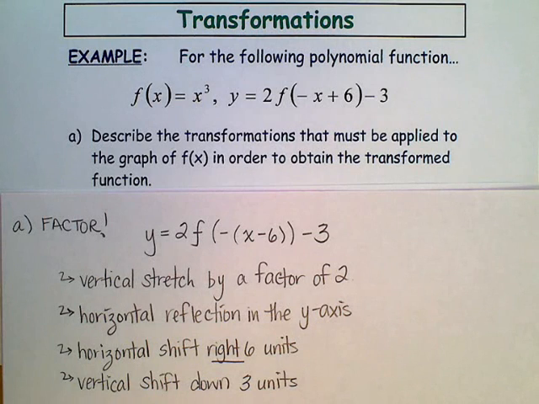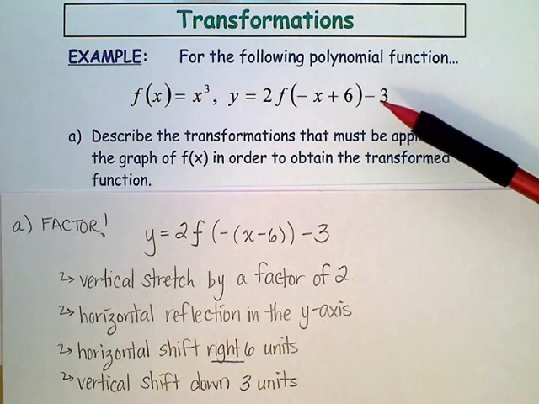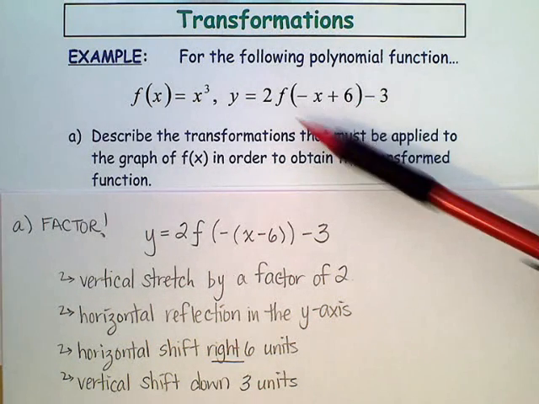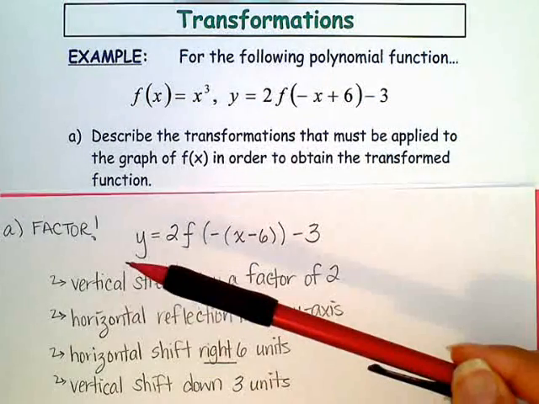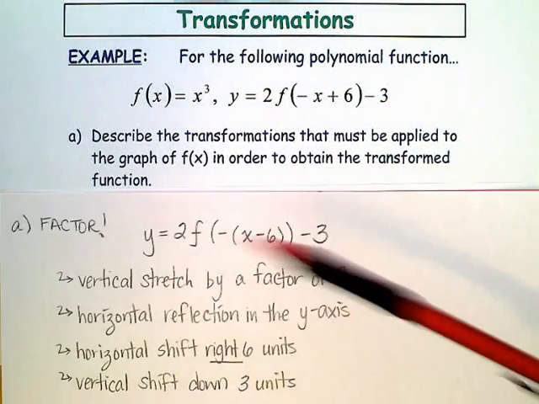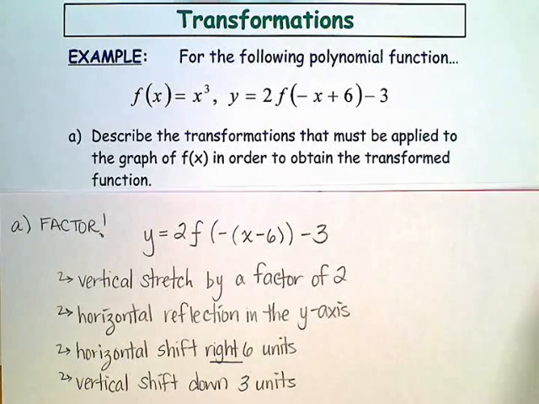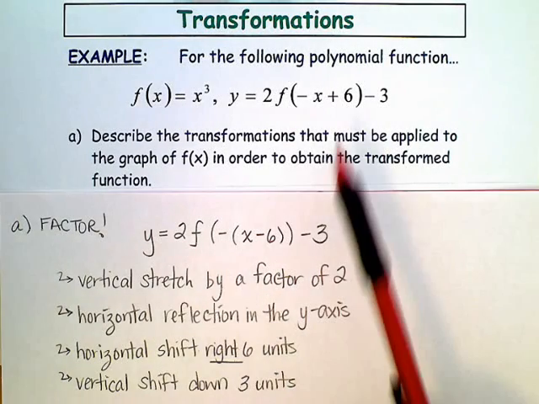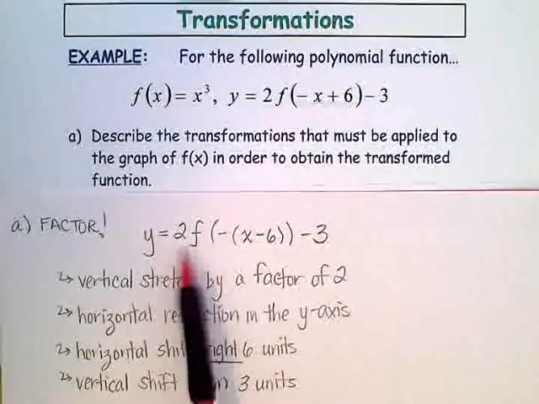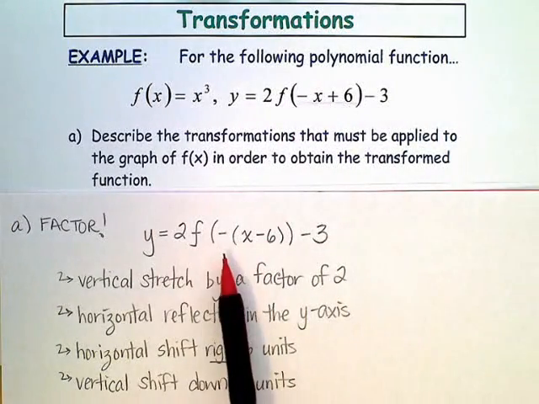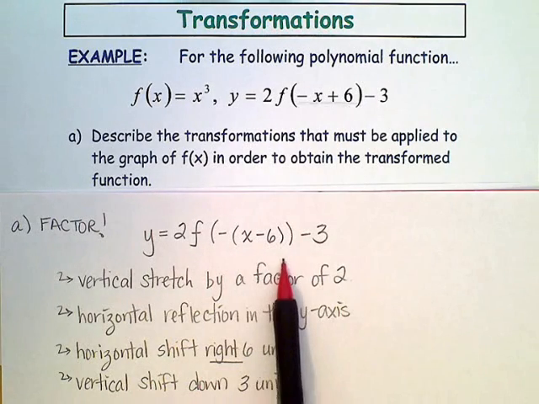So it's asking us to describe the transformations. If you think back to what we did last year, anytime you have a transformed function, the horizontal transformations must be in factored form. So the first thing I'm going to do is factor the horizontal transformations that are here, and so I get y equals 2 f of negative (x minus 6) and then minus 3.